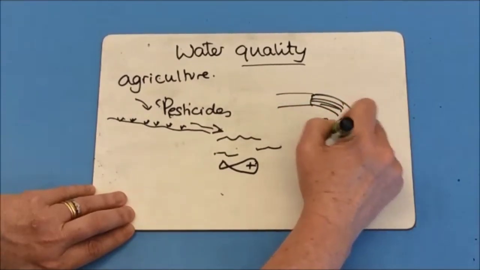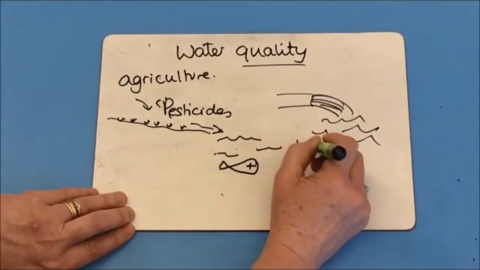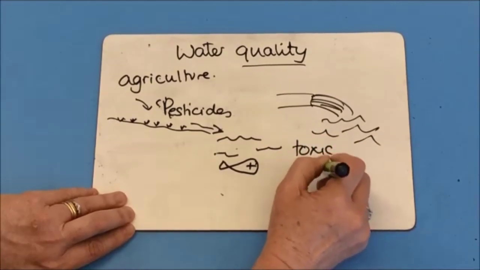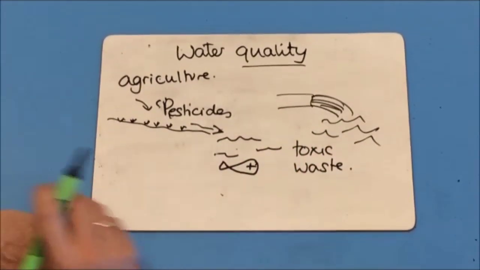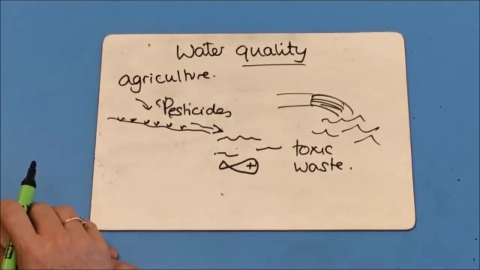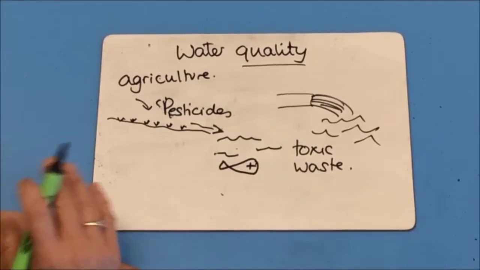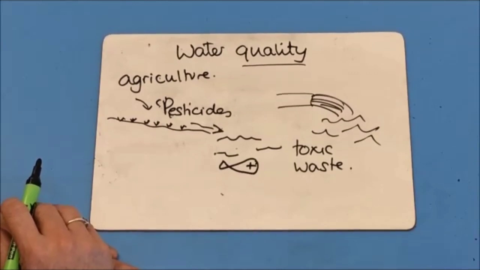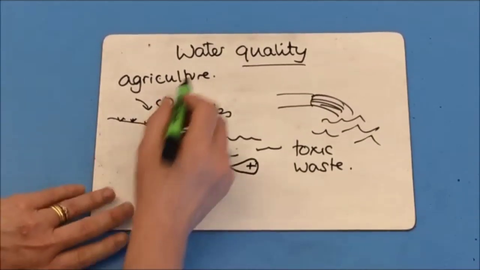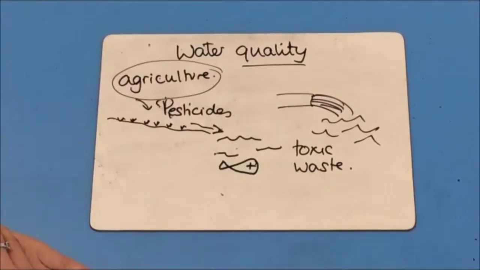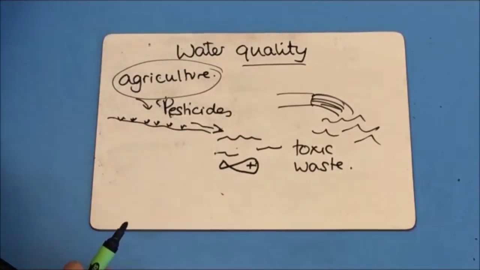Other issues we have in terms of water quality is raw sewage going off into rivers, toxic waste being dumped in rivers, and pretty much all the other nasty stuff that just gets dumped into rivers, toxic waste, sewage, that sort of thing, that will affect water quality. But be careful, because they might ask you specifically about agriculture.